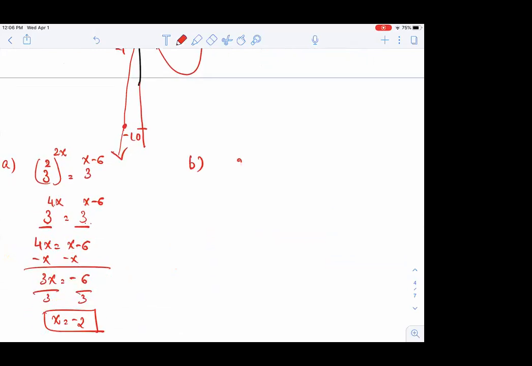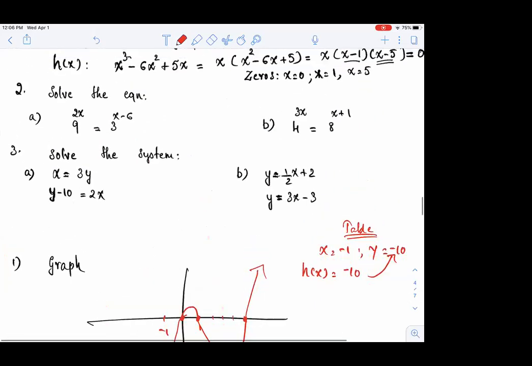So then come back here. In 2b, 4 is 2 squared. What was the power? 3x. Okay. And then the other side is 8. How do you write 8 as a base of 2? 2 to the power of 3. Correct. And what was the power there? I think x plus 1. Correct, yeah.